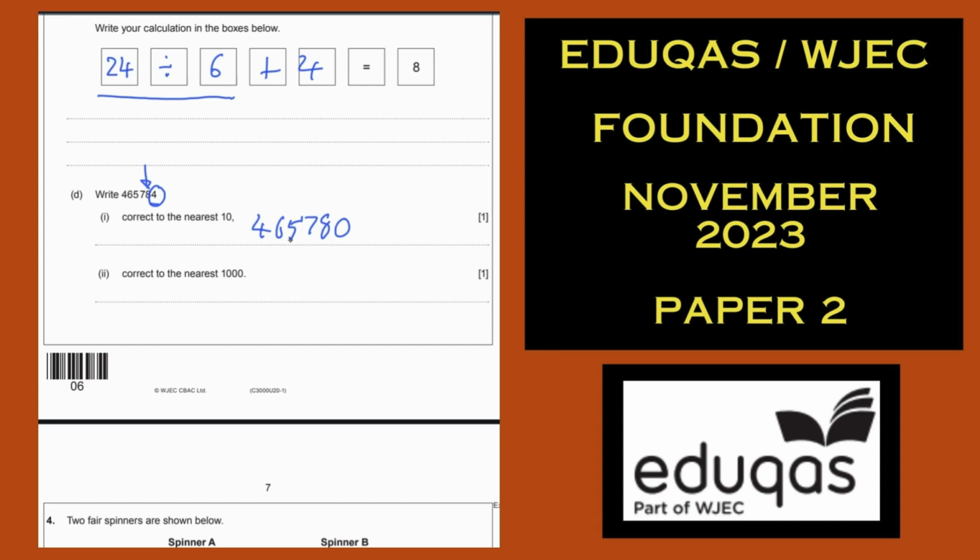Correct to the nearest 1,000. Identify your thousands column. Units, tens, hundreds. It's the 5, which refers to 5,000. So the only question is, are we leaving the 5 alone, or are we going up to a 6? The answer is, we're going up to a 6, because the digit after it is a 7, which is a 5 or above, so up it goes. Make sure you have the zeros as required. On we go.